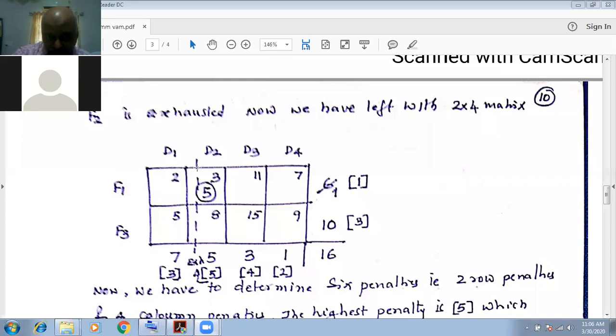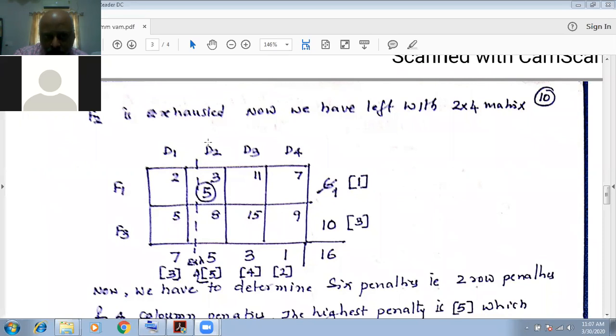But we cannot supply 6 here because the keeping capacity of showroom number 2 is only 5 units. So therefore, I am supplying 5 cars from factory 1 to showroom number 2, and I have left with only 1 car for further. F1 can still supply 1. The supplying capacity of factory 1 is 6 cars. Out of that, 5 cars I have given to showroom number 2. Still, I can give 1 more car. That's why I have written 1 here.